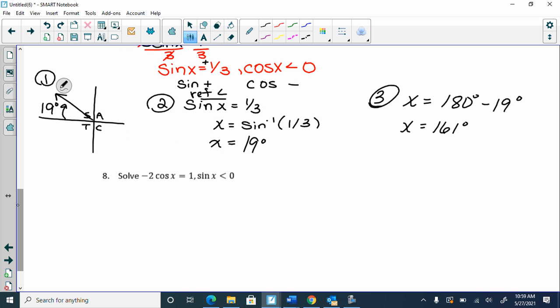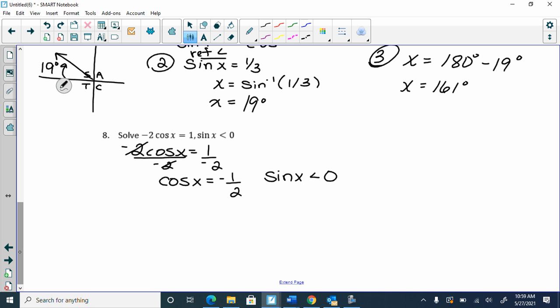Okay, number 8. So we have negative 2 cos x equals 1. So I have to divide by negative 2, because before we can even do 3 steps, we need to have cos x equal to something, or we can't do our 3 steps, right? That's the key thing to all of this. So we have cos x equals negative a half, and sine x is less than 0. So if I ever say solve, the very first step, before we can even do step 1, 2, and 3, is to get sine, cos, or tan by themselves, right? Or else we can't even work.